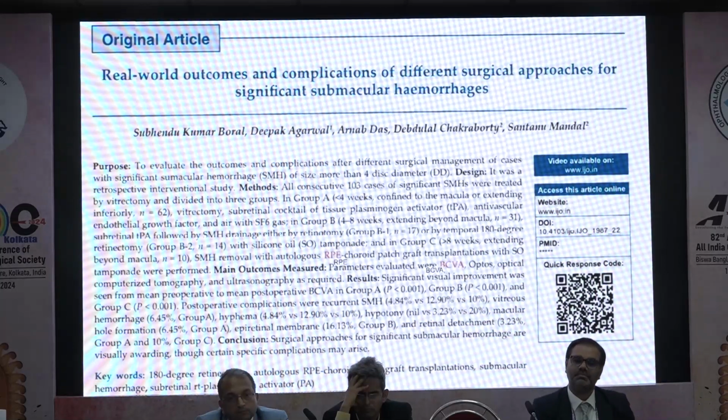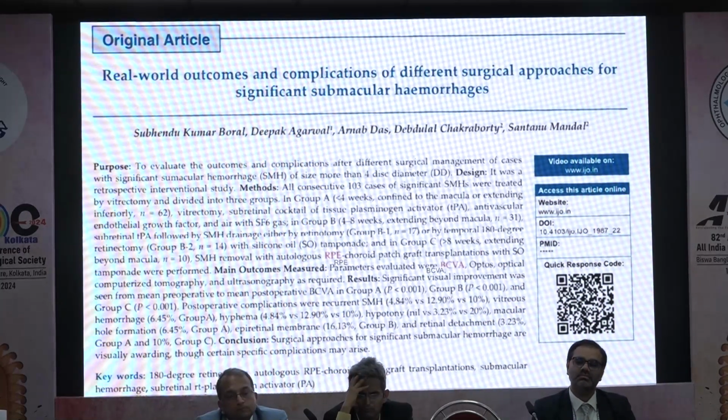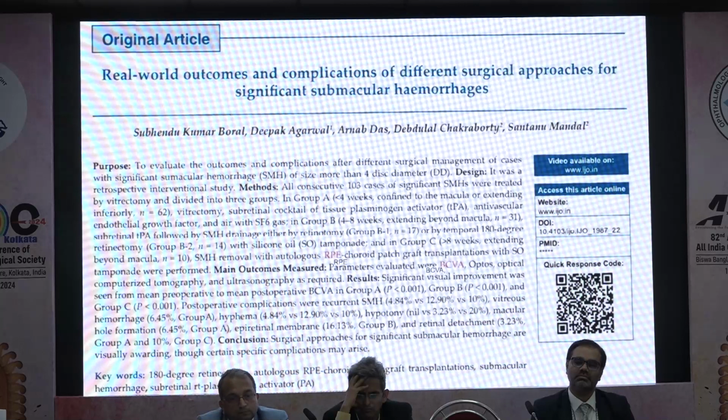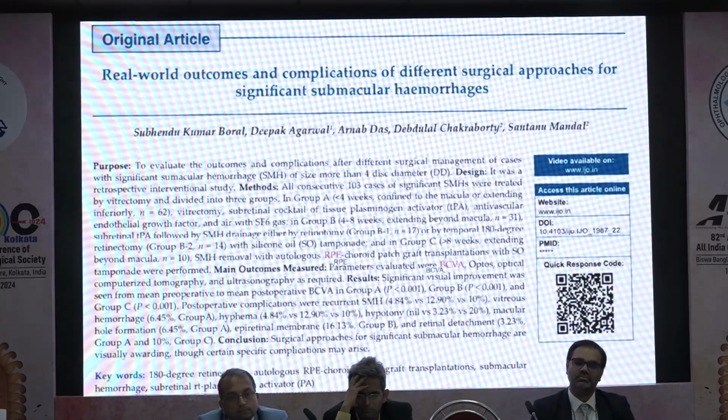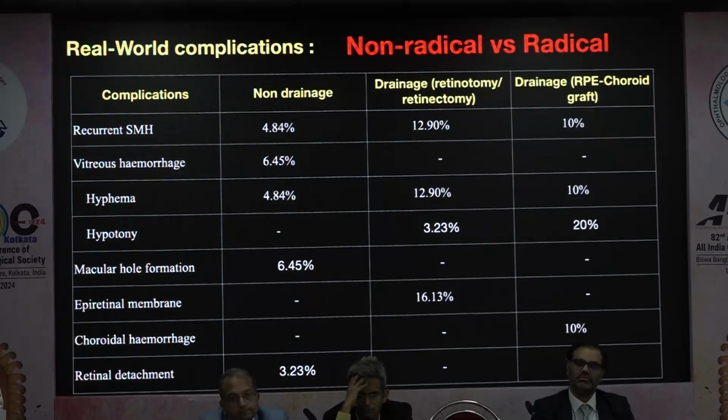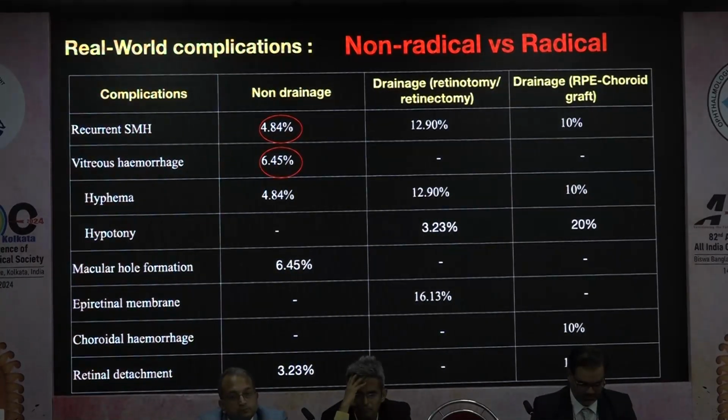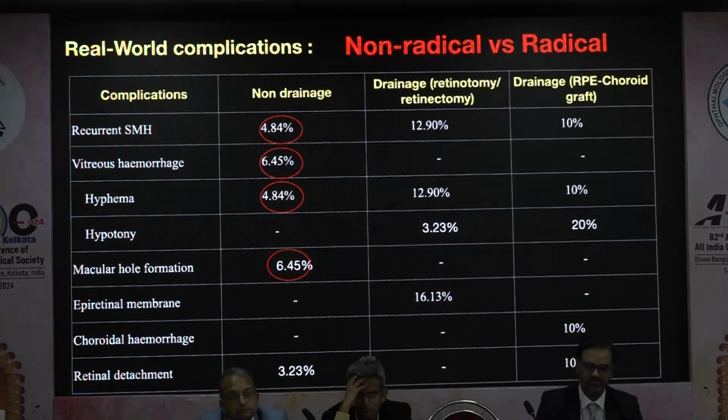And this takes all the categories, real world outcomes and complications of different surgical approaches for significant submacular hemorrhages. These are the real world complications. Consider non-radical versus radical. If you consider non-radical, meaning non-drainage, you have to be very cautious about recurrent submacular hemorrhage, recurrent vitreous hemorrhage, hyphema, as well as macular hole formation.